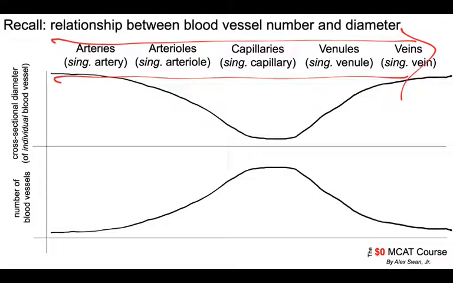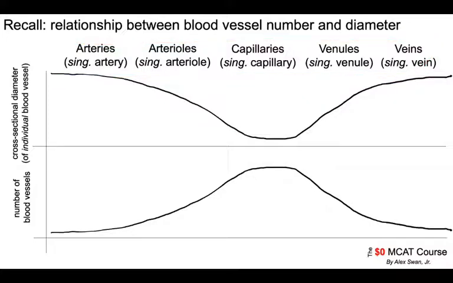And as we can see, these blood vessels become much smaller in size as we go towards the capillaries and become much bigger in size as we go from the capillaries to the veins. And we see the opposite relationship in terms of the number of blood vessels. We have lots of capillaries as compared to veins and arteries, both of which we don't have very much of.